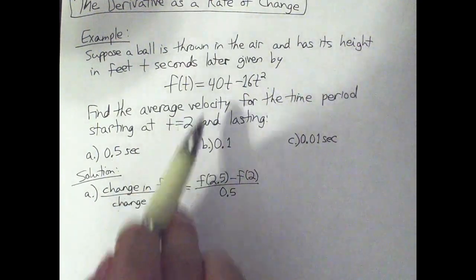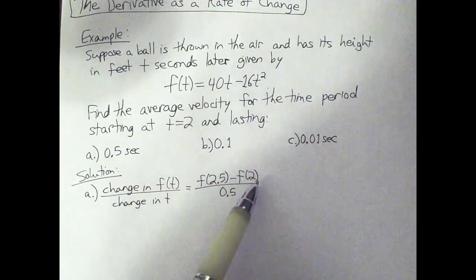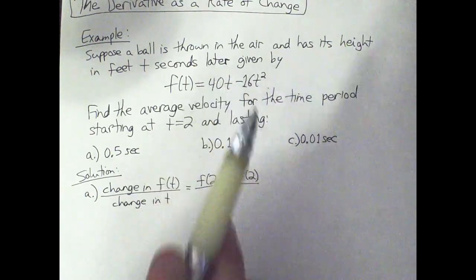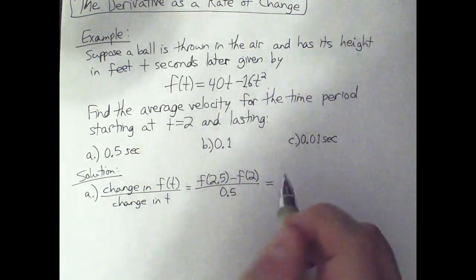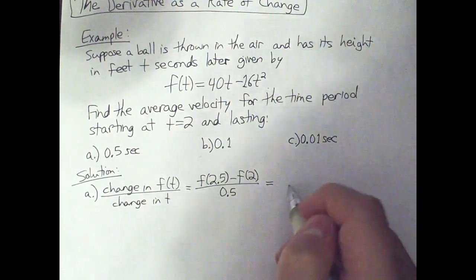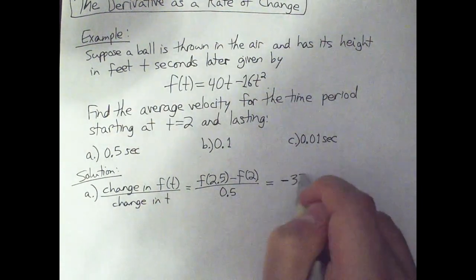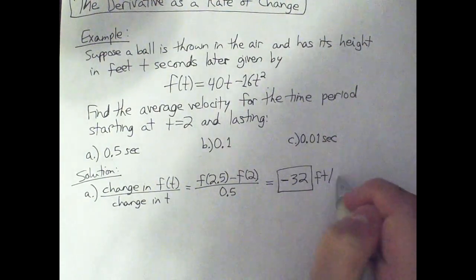f of 2.5, so we could put 2.5 into this formula that's given, see what we get. We could put 2 into this formula that's given and see what we get. I'm going to tell you, to save a little bit of time, that I worked this out, and I found that this equals negative 32. And I'm going to label it as feet per second.